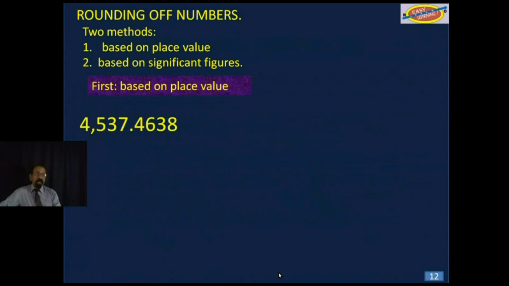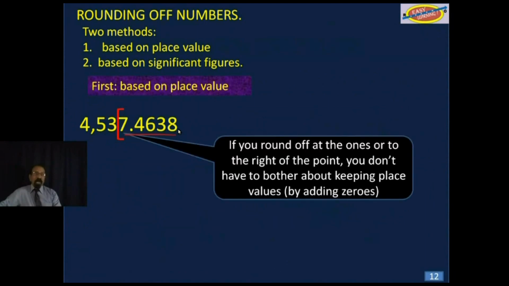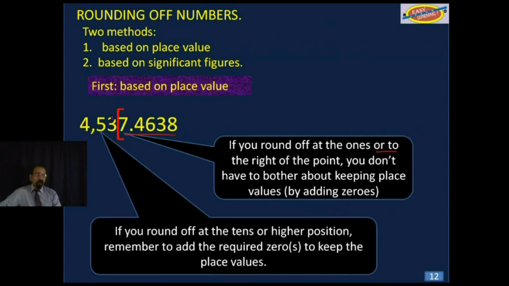So, based on place value, I want to emphasize one point. If you are rounding off from the ones this way, you don't have to bother about adding zeros. However, if you are rounding off from the tens, the hundreds, the thousands going that way, remember to add zeros. So if you were to round off this number here at this position and you get 4, 5, and you were to drop all of those, remember to add 2 zeros here so that that 5 will stay in the hundreds position and this 4 will stay in the thousand position. Students generally forget that.